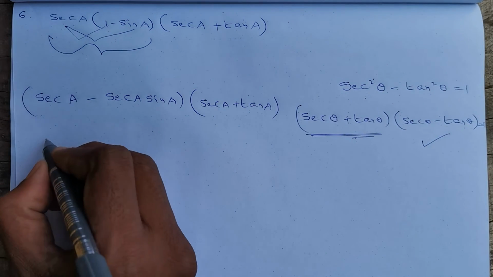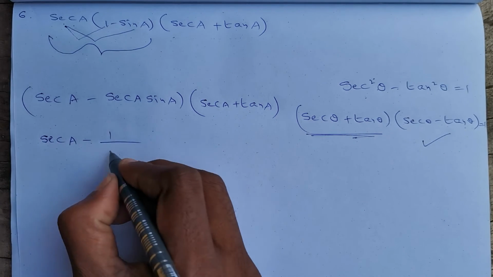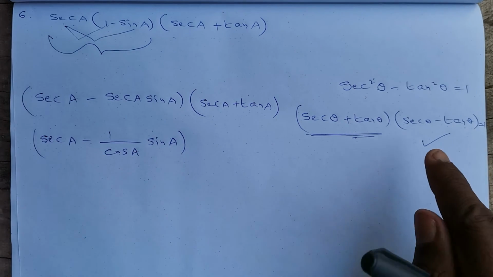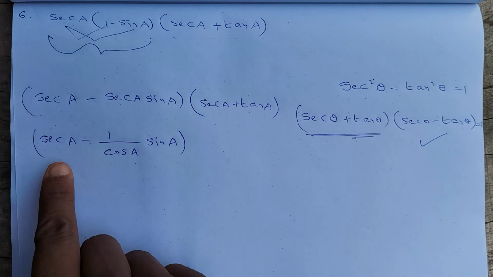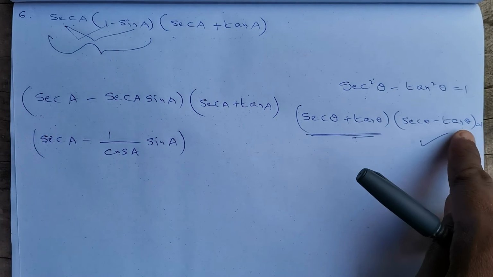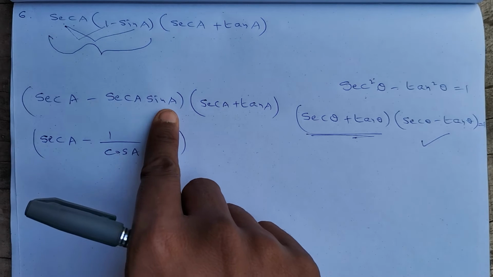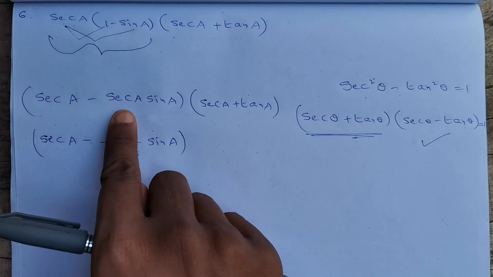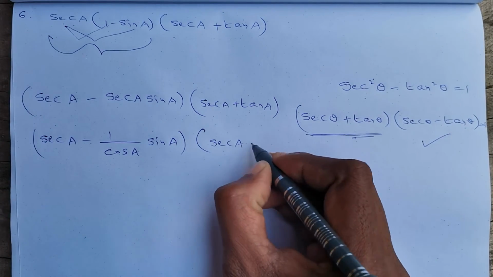Next, here secant A as it is. Minus secant A can be written as 1 by cos A into sin A. Because we want here secant theta minus tan theta. So in the place of secant theta, here we have secant A, so I am not touching anything. Minus, here the second term is tan theta, but we have secant. So sin is there, and sin is there means cos should be there, because sin by cos is tan. So that's why I am writing this as 1 by cos A times secant A plus tan A.